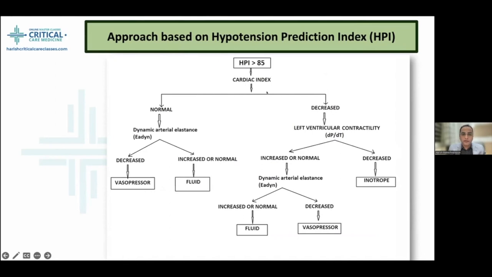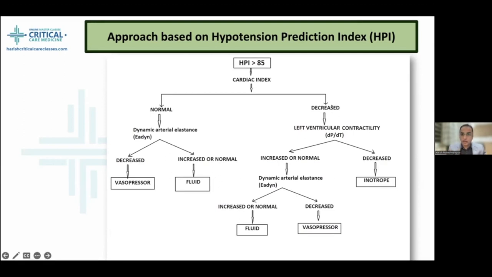So if the value of cardiac index is normal, then see dynamic arterial elastance. As I already told, if it is very less, that is PPV by SVV ratio, then we need to constrict. If the value is less than 0.89, give vasopressor, that is norepinephrine. If it is increased or normal, then we need to give fluid, to prevent the onset of hypotension subsequently.